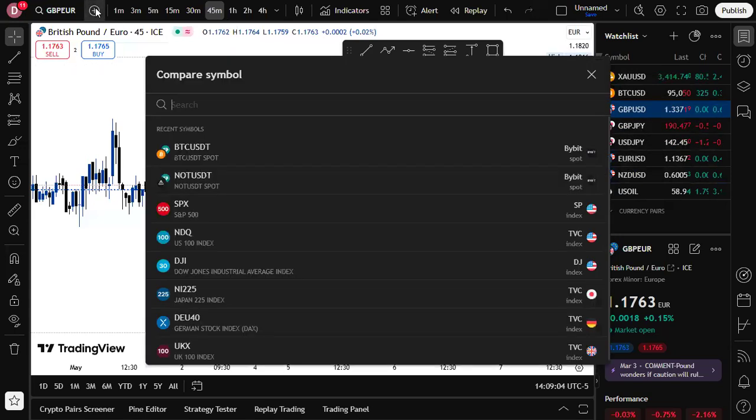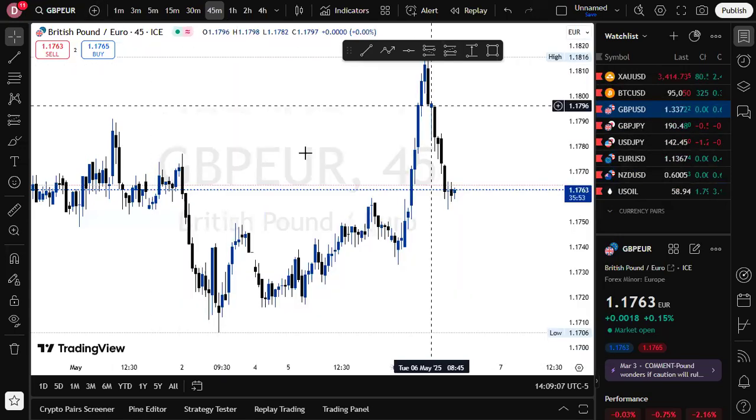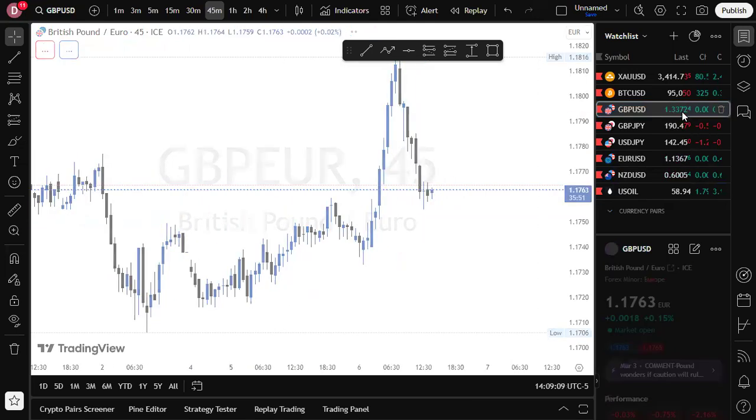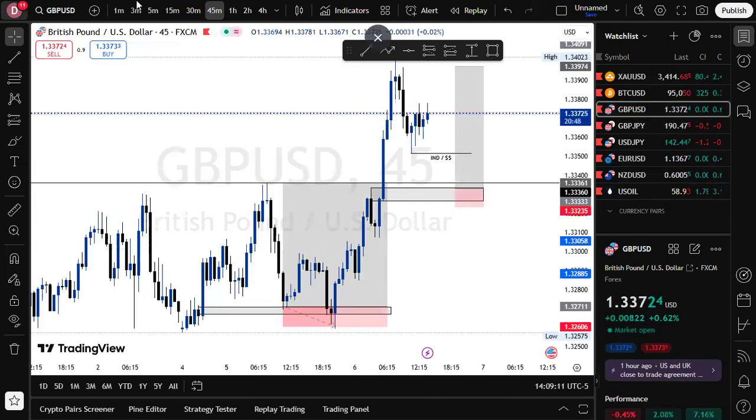So the only way you can do it, right? This is how to switch between different time frames. So here is how to add it.